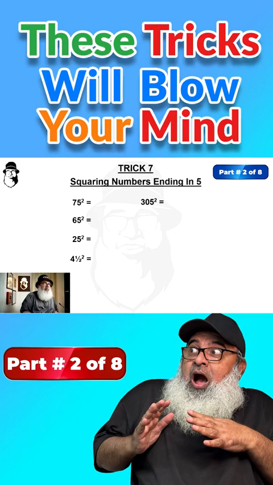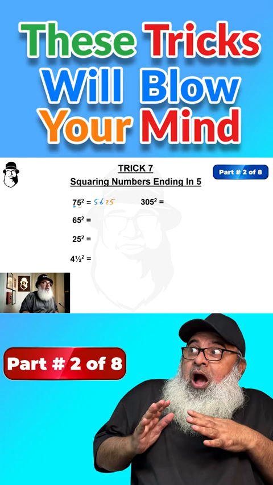Whatever number is beside 5, it's 7 here, just multiply this number by its next number. 7 times next number is 8. 7 times 8 is 56. That's first part of the answer. And the second part is you just write 25. No need to do anything.